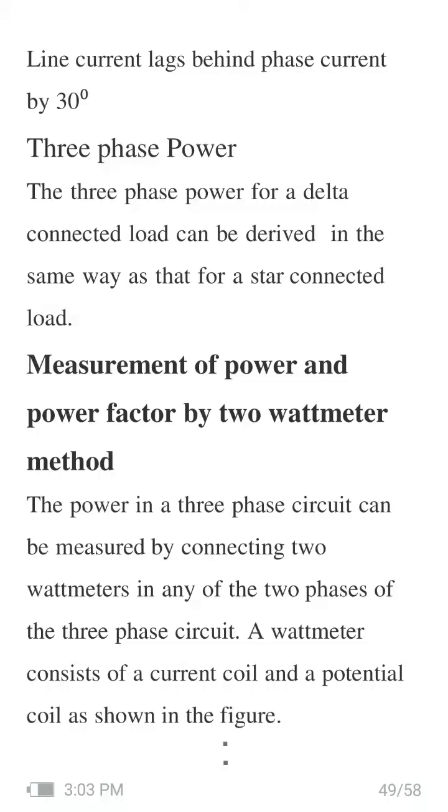Measurement of three-phase power by the two-wattmeter method. Here, the power in a three-phase circuit can be measured by connecting two wattmeters in any two phases of the three-phase circuit. A wattmeter consists of a current coil and a potential coil as shown in the figure.